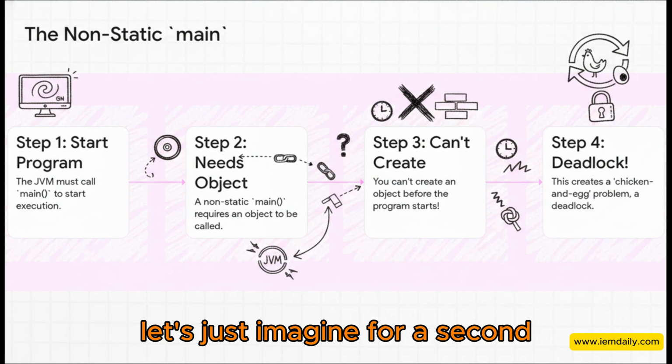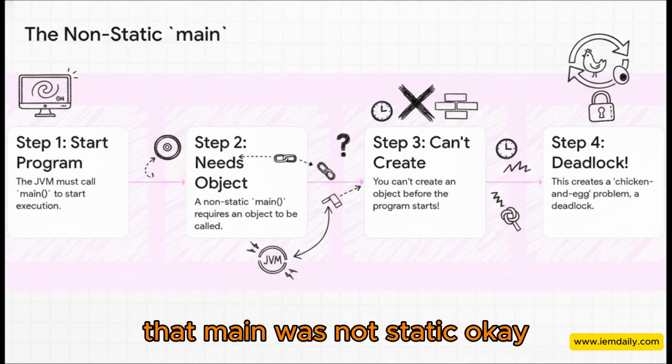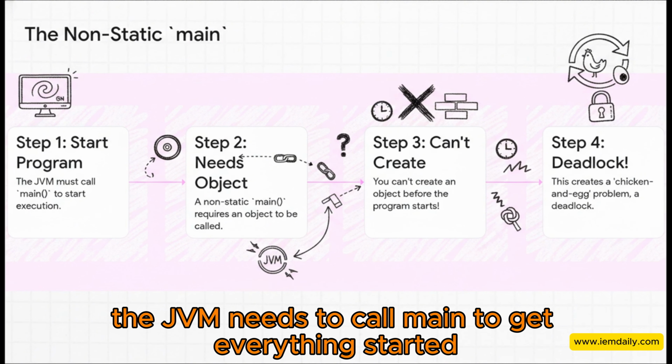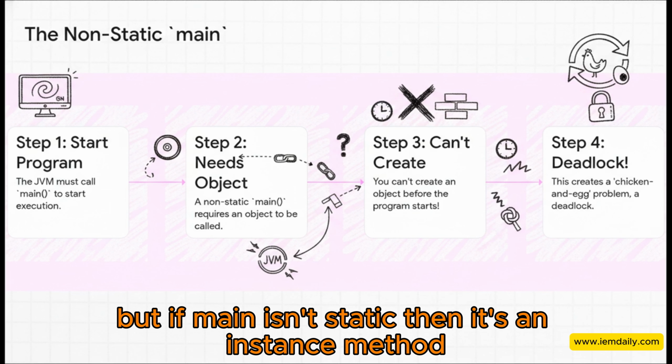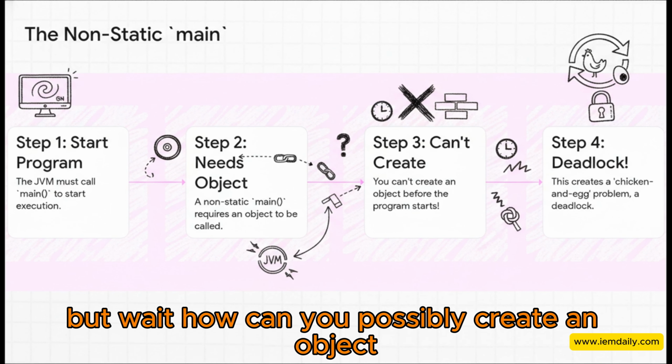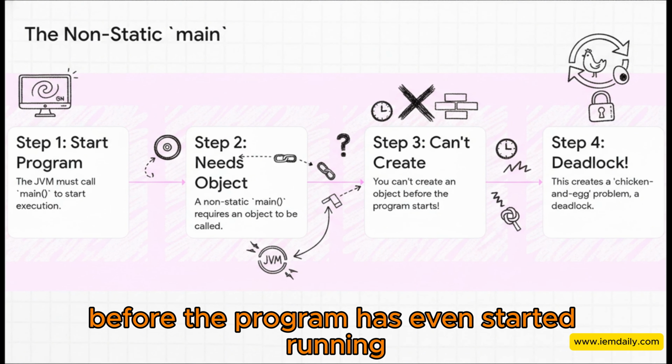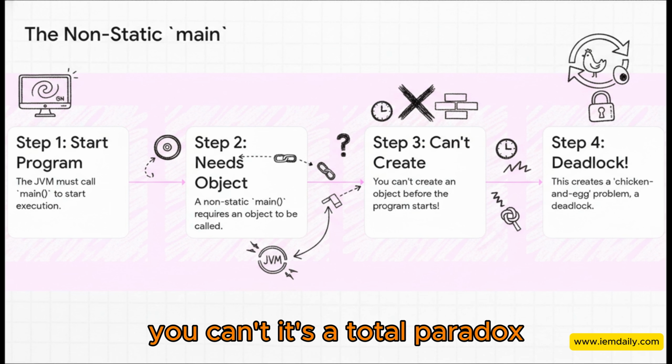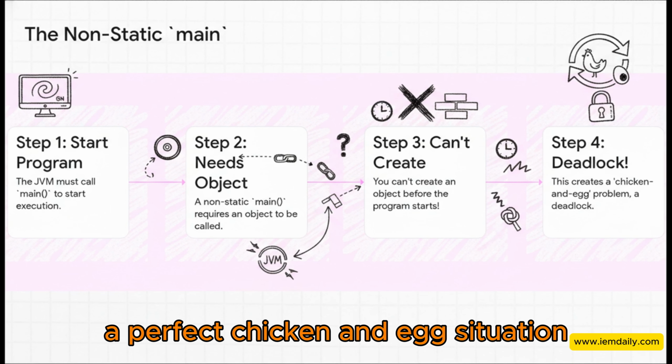Let's just imagine for a second that main was not static, okay? The JVM needs to call main to get everything started. But if main isn't static, then it's an instance method, which means we need an object to call it. But wait, how can you possibly create an object before the program has even started running? You can't. It's a total paradox, a perfect chicken and egg situation.